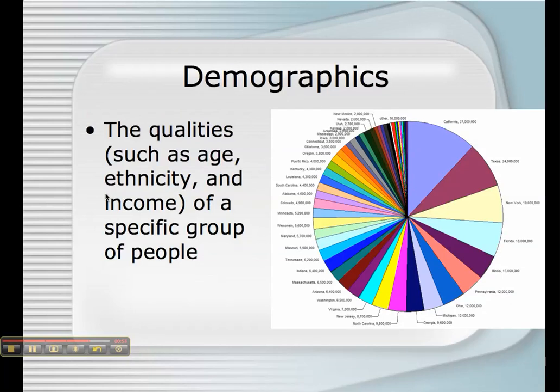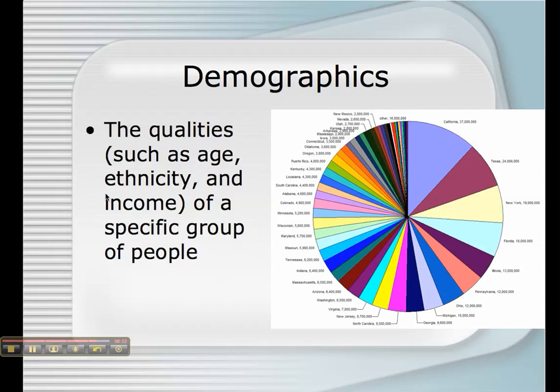Next one, guys, demographics. If you remember from last year, we talked about how democracy means people power. That demos is a Greek word that means people, and graphic, of course, means a picture. So this is a picture of people. The formal definition is the qualities of a specific group of people.